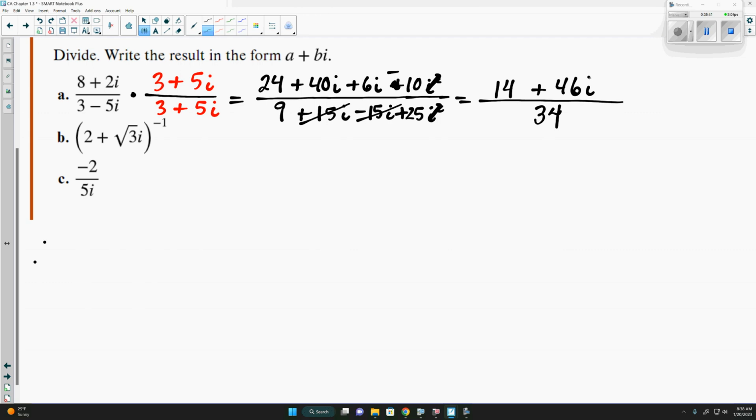Now at this point here for Algebra 2, when doing it by hand, I accepted this as the final answer. The math program that we have and what it's asking for is going to throw it out because it wants it in a plus bi form. We have to split this. So we'll have 14 34ths plus 46 34ths i.